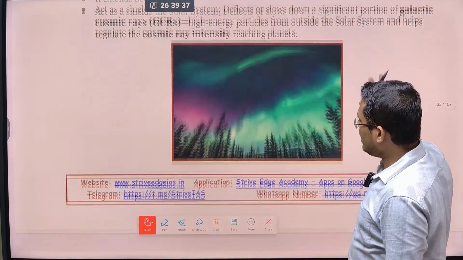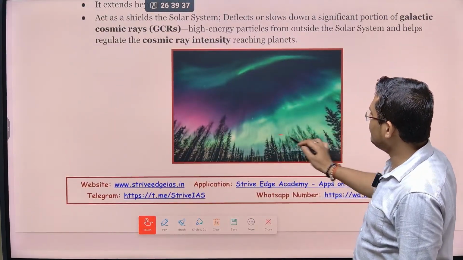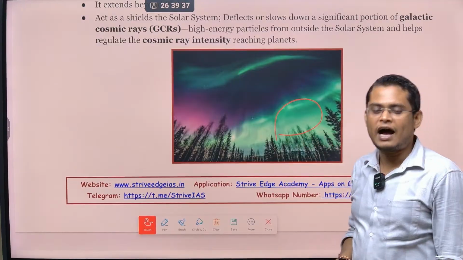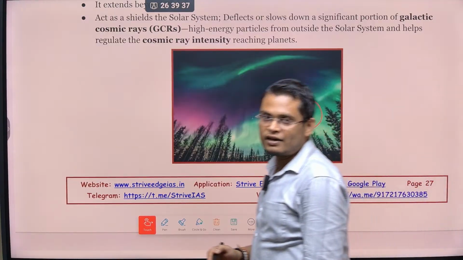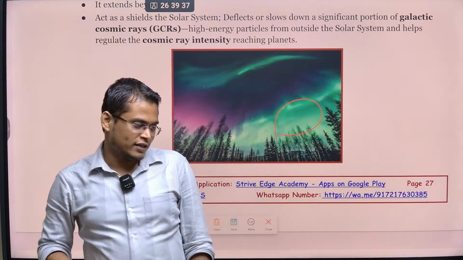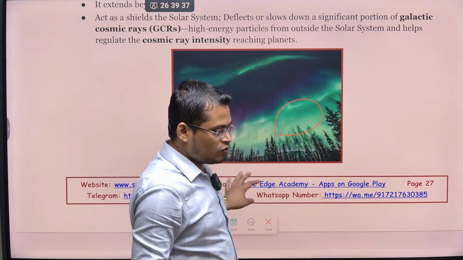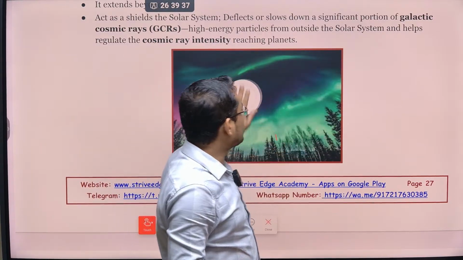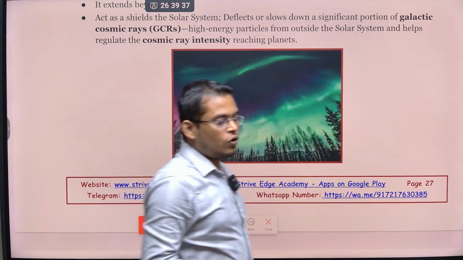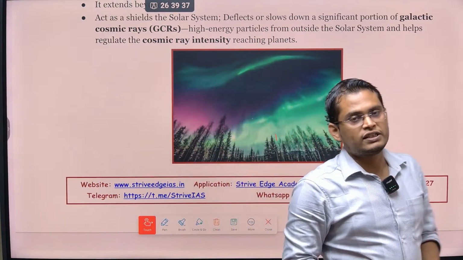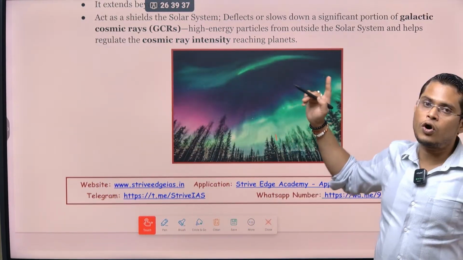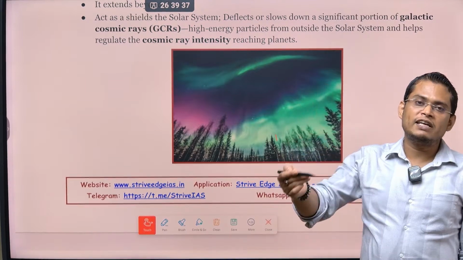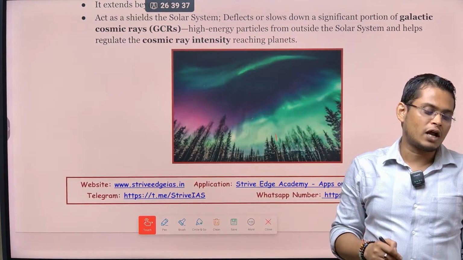Okay, so the next important thing. I think you have seen this colorful light in the higher latitudes, near the Arctic region, near the Antarctic region. I think you have all seen this colorful light in some movies or something like that. These are called aurora. If it is seen in the northern pole, it is called aurora borealis. If it is seen at the south pole, it is called aurora australis.